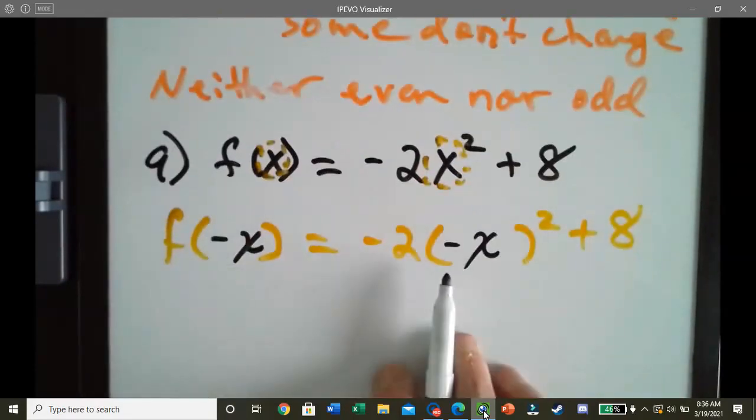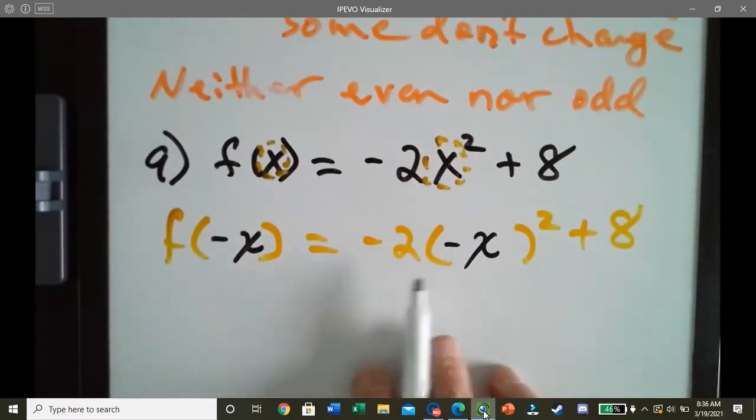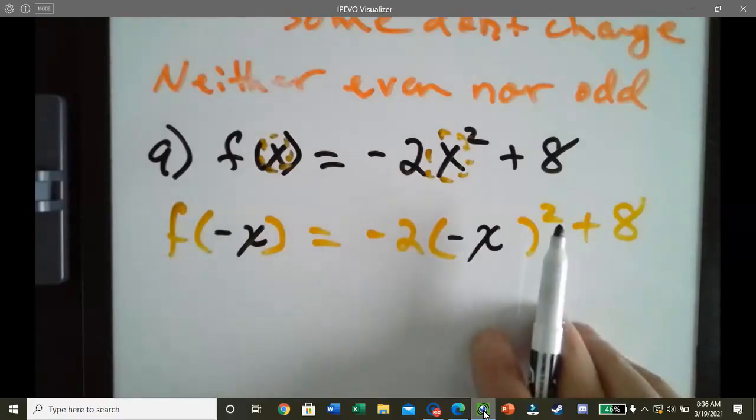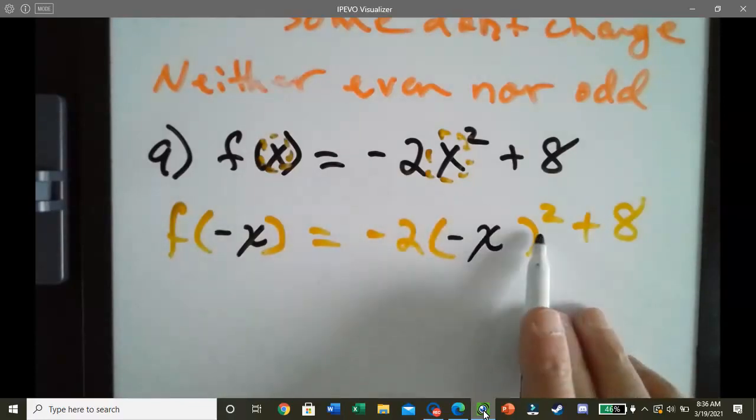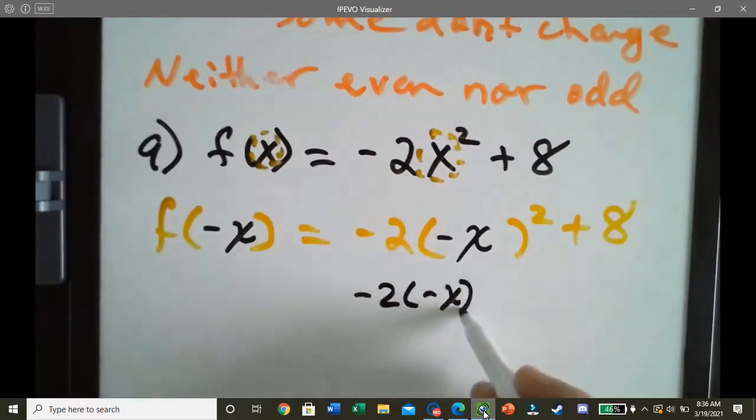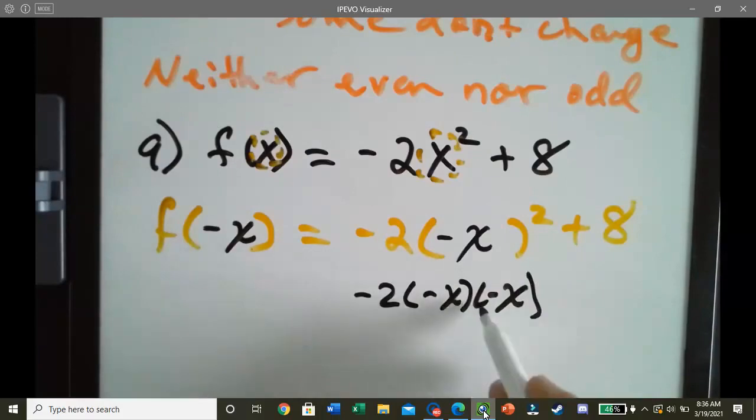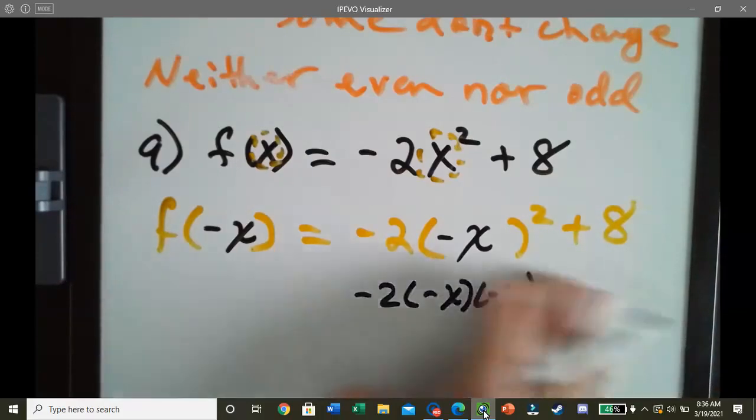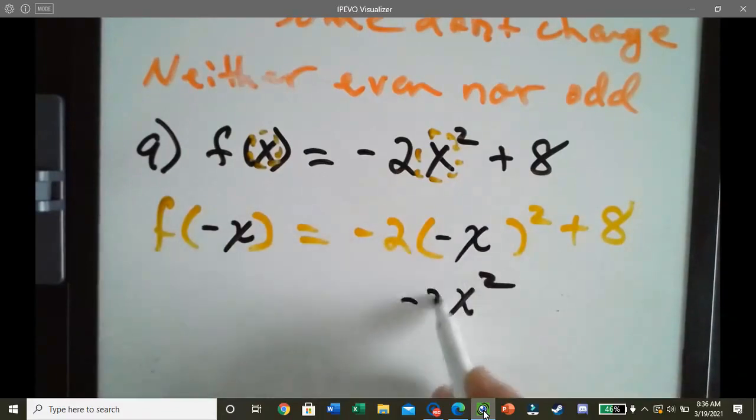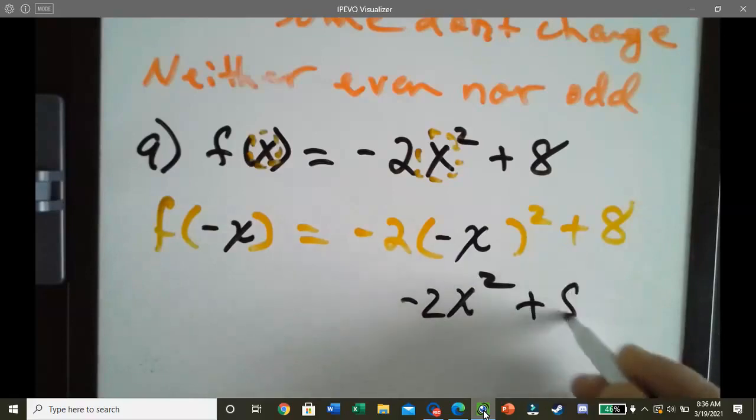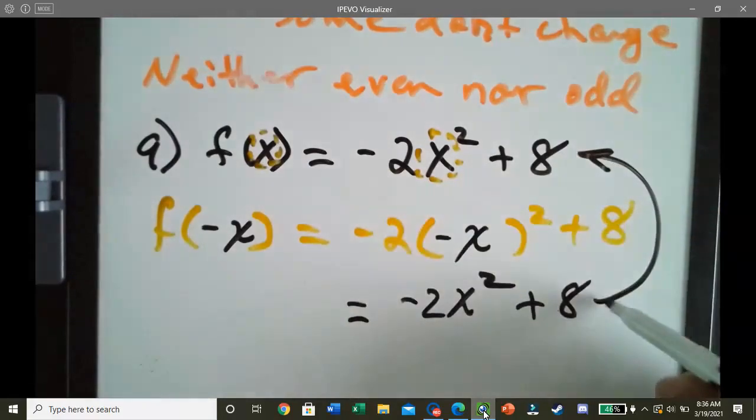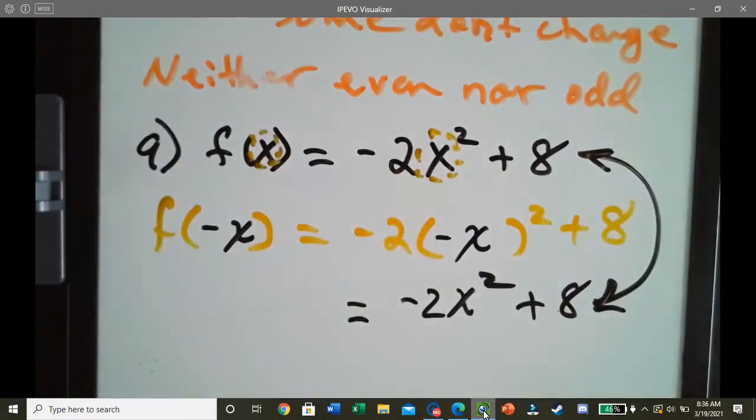Okay, the order of operations tells us that are we going to multiply or apply the exponent first? Exponent comes first, right? So basically, this is like negative 2 times negative x times negative x, right? So negative x times negative x is a what? Positive. So that comes out positive x squared. So that's negative 2 times x squared plus 8. So you compare it to the original function.